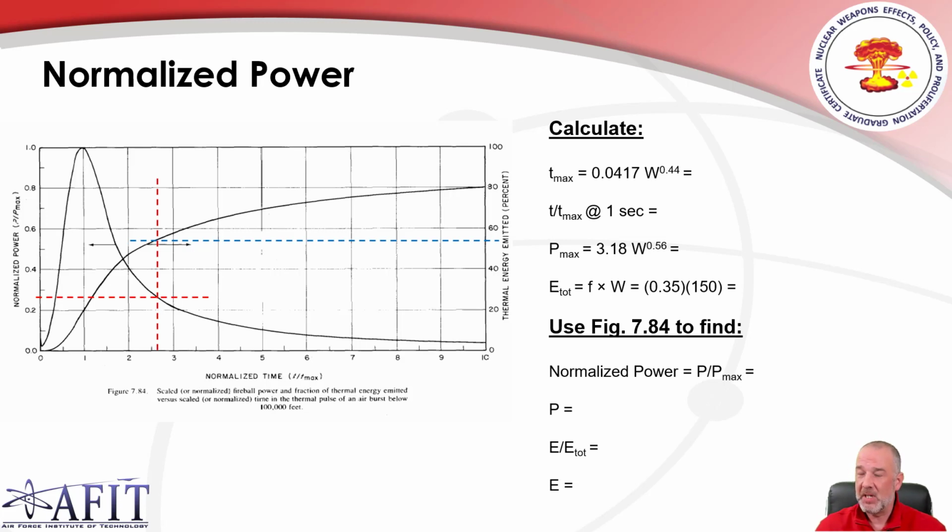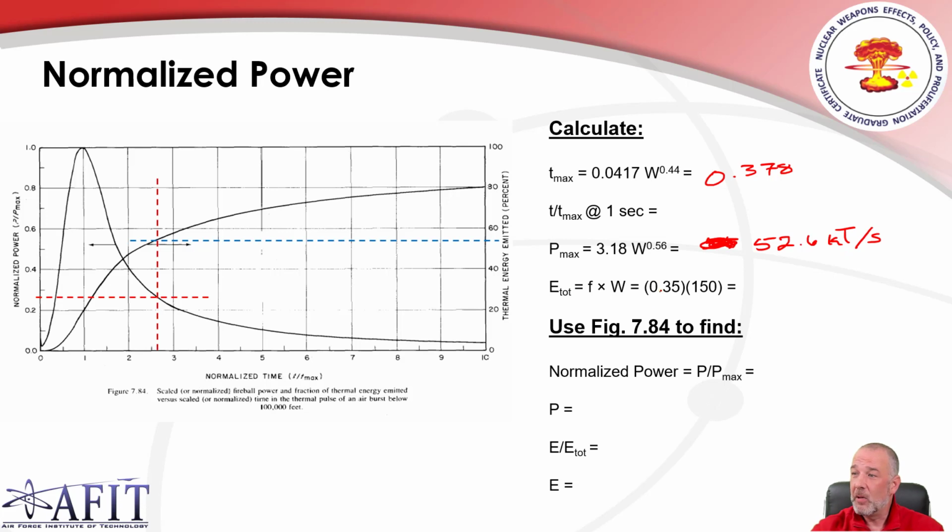So first, let's just get some stuff out of the way. For our weapon yield, we're going to go ahead and use 150 kilotons. So if we look over here, we just plug in 150 for W, and we do that calculation, and we get 0.378. Okay, for Pmax, we do the same thing. We just go ahead and plug in 150, raise it to 0.56, and we're going to end up with 52.6. And that's in kilotons per second.